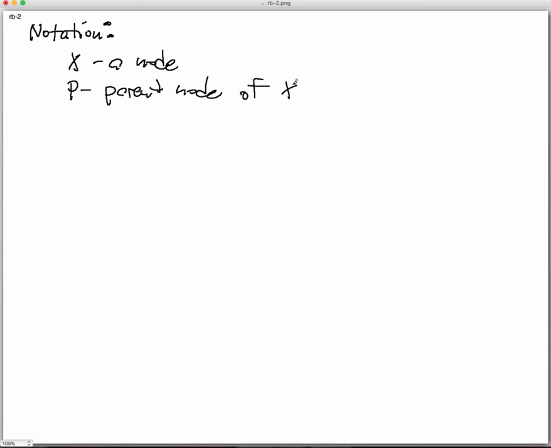Okay, so some notation. Okay, a couple of things here. We want to talk about some node x. So we're going to have x, and that's going to be a node. And we are going to have P, and that's going to be the parent node of X. And then we'll have G, which is the parent node of P, which is another way of saying it's the grandparent of X.